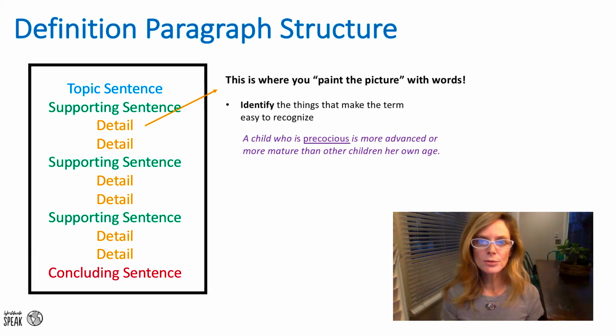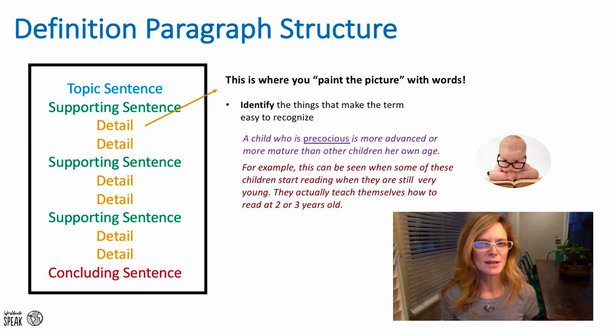Now, how could we add details to really show the reader what we mean by this? How can we give a super specific example with details, right? How are we going to do this? It could look something like this. For example, this can be seen when some of these children start reading when they are still very young. They actually teach themselves how to read at 2 or 3 years old.